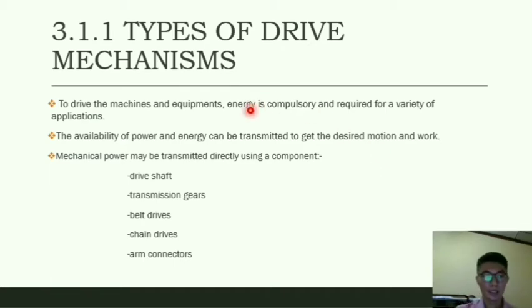These are the types of drive mechanisms used to drive machines and equipment. Energy is required for a variety of applications. Available power and energy can be transmitted to get the desired motion and work. Mechanical power may be transmitted using components such as drive shafts, transmission gears, belt drives, chain drives, and also arm connectors.